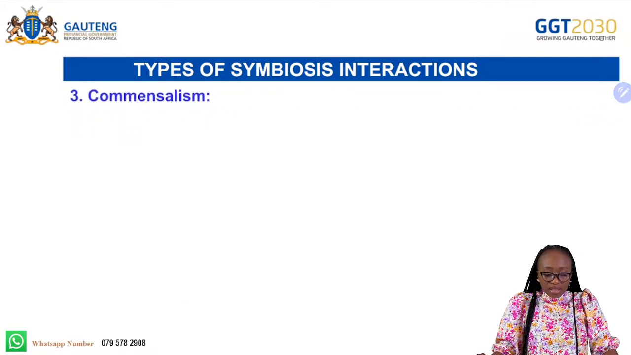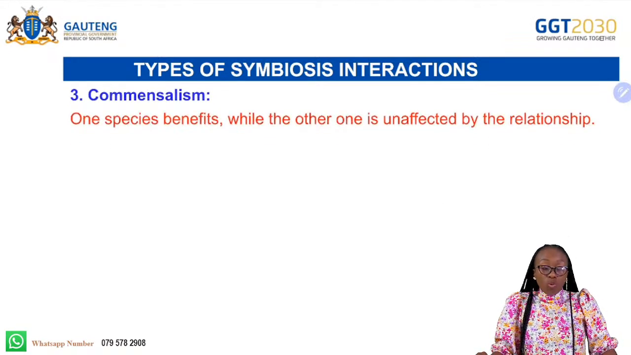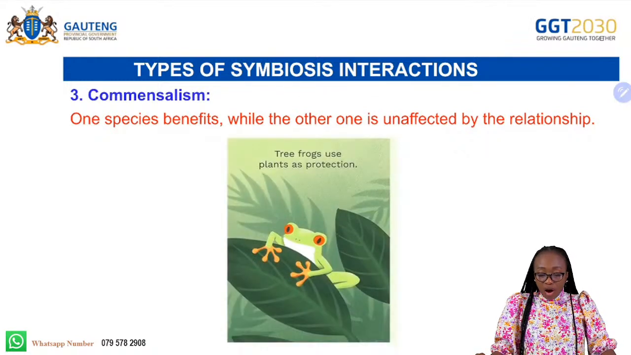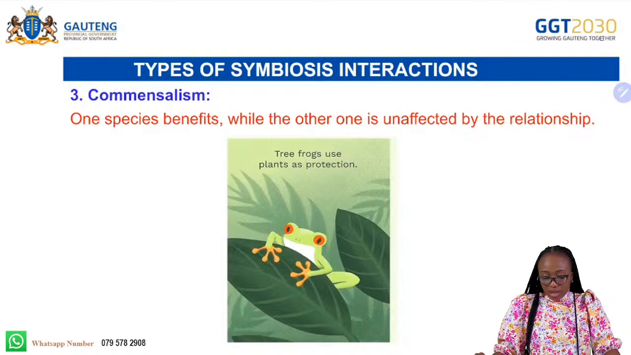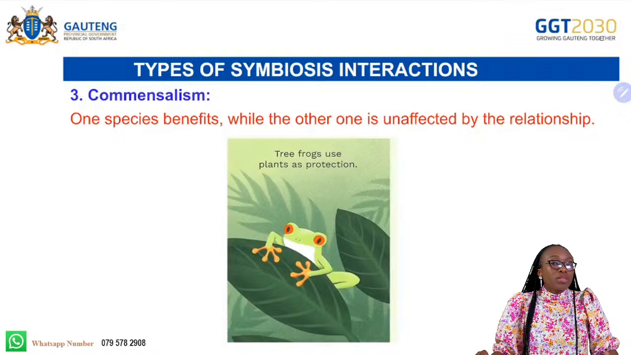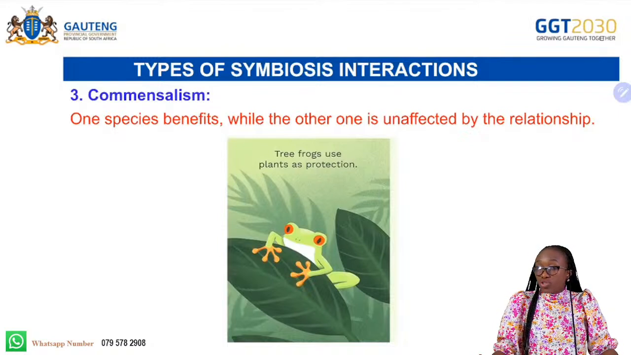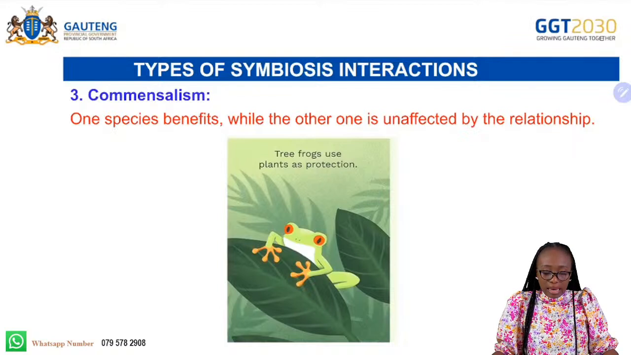And then lastly, under symbiotic relationships, we've got commensalism. This is when one species is benefiting from the relationship, but the other one is not being harmed. A typical example is tree frogs. They use plants for protection. The plant is not being harmed in this relationship, but the tree frog is the only one benefiting. It's getting protection, but the tree is not being harmed in any way.